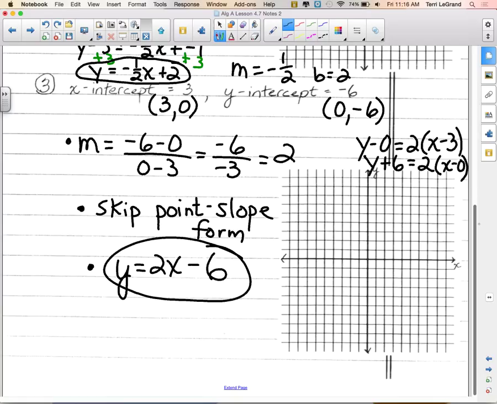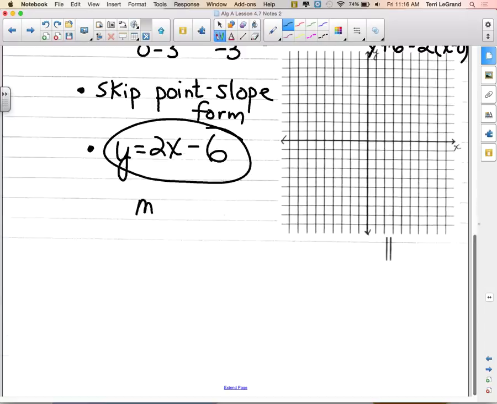I don't want us to forget how to do that also. Sometimes, if all they want in the end anyway is slope-intercept form, maybe we get to skip a step every now and then. It's okay. But now we're going to graph it. So m equals 2, b equals -6, and we're going to make sure it does cross the x and the y axis at those two locations that they gave us in the beginning.